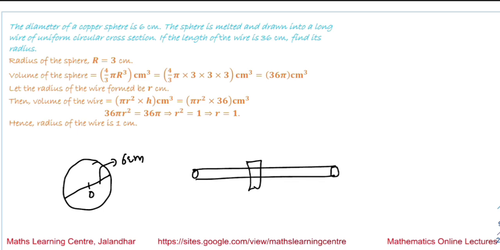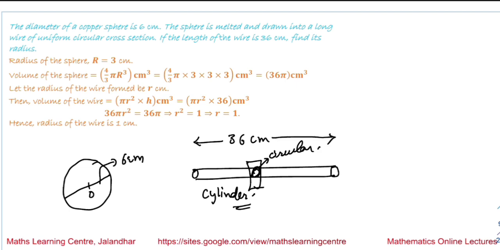Cross section means if we cut it from anywhere, the section over here that is circular. So basically we are talking about that the wire is in the form of a cylinder, right? Circular cylinder. If the length of the wire is 36 centimeter, we are saying the length of this wire formed is 36 centimeter. We have to find its radius.